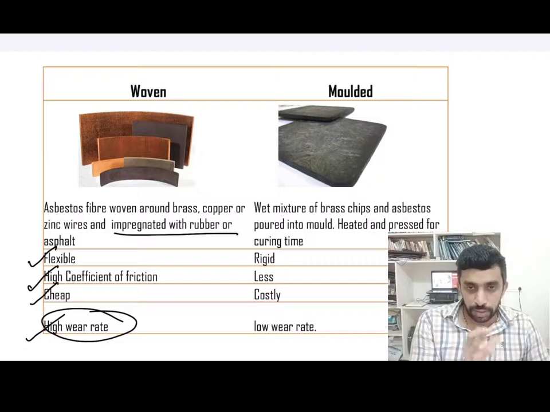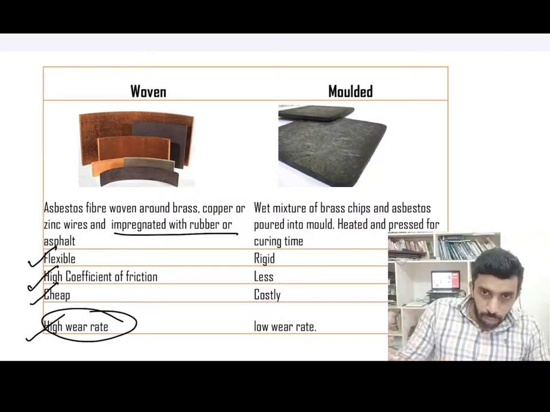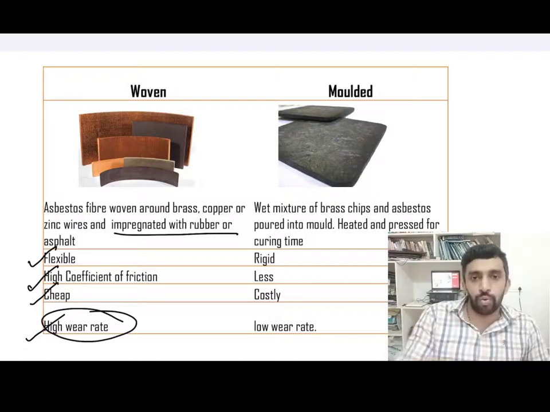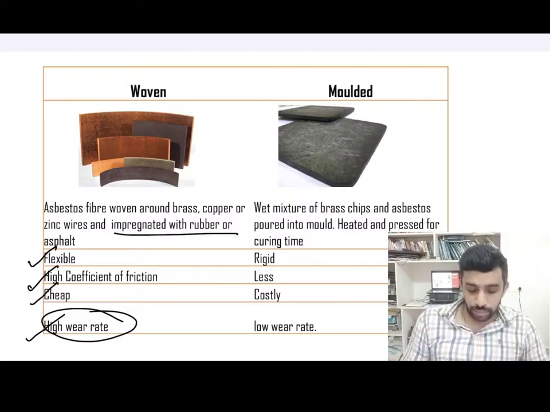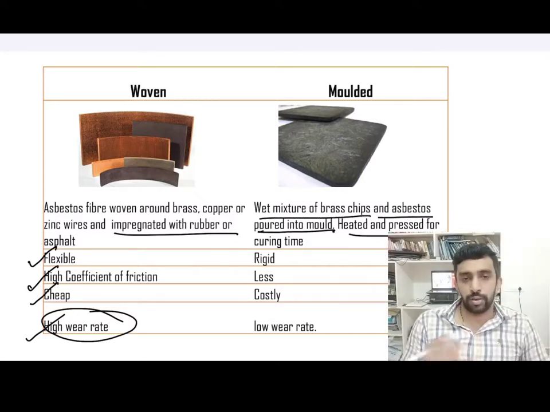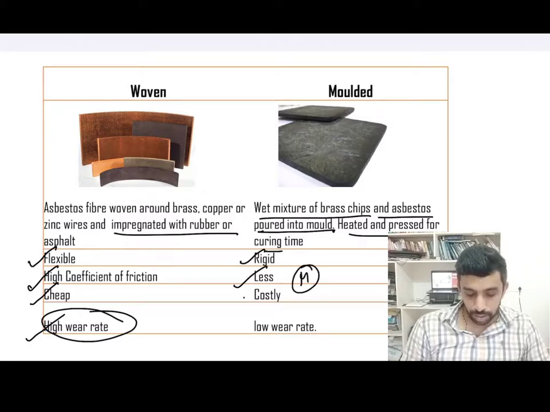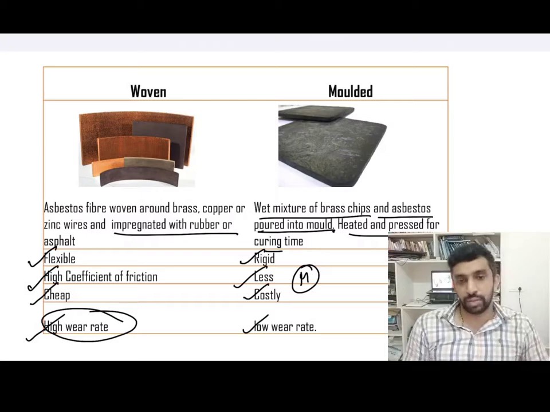But molded means we are molding everything into a single piece. There are no woven fabrics. Instead, the fibers are scattered around and bonded together using some kind of glue, binders or resins. Wet mixtures of brass chips and asbestos are poured into a mold, heated and pressed. That's how it is fabricated. They are rigid. The coefficient of friction is lower, and they are costly, but have a low wear rate. This type of molded friction material is widely used nowadays.